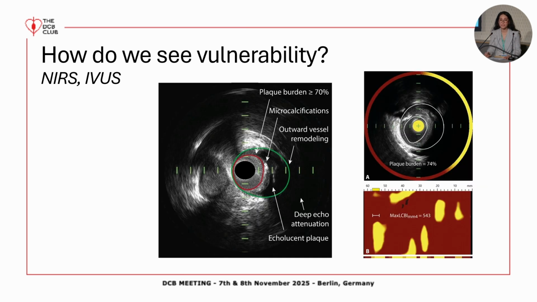NIRS looks at the problem from a different angle. NIRS doesn't care so much about the cap, it cares how much lipid we have. It gives us the lipid core burden index. If that value is high, we know the segment is very lipid-rich, which is also one important feature of a vulnerable plaque. And then we have IVUS, which again sees something else. It shows us plaque burden and remodeling.